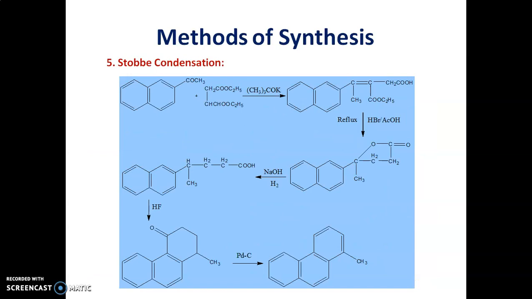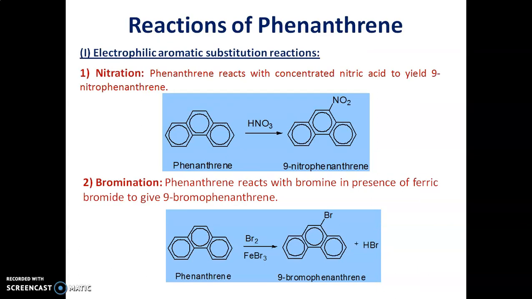Similarly, we can also prepare phenanthrene using Haworth-type Stobbe condensation, wherein the starting material is alpha acetyl naphthalene. This alpha acetyl naphthalene undergoes a chain of reactions to yield substituted phenanthrene as the end product. Let us discuss the various reactions of phenanthrene.